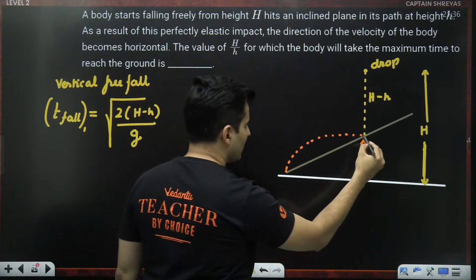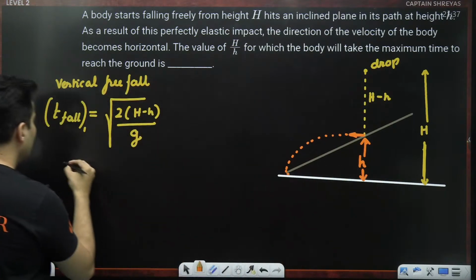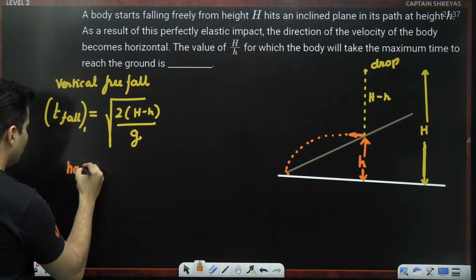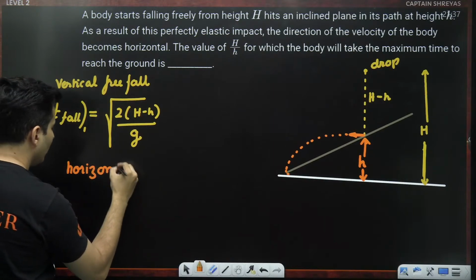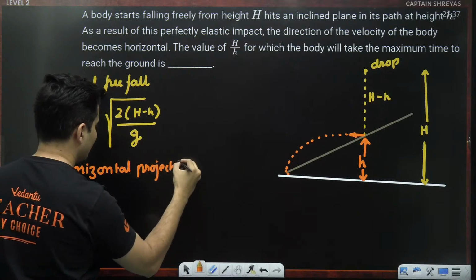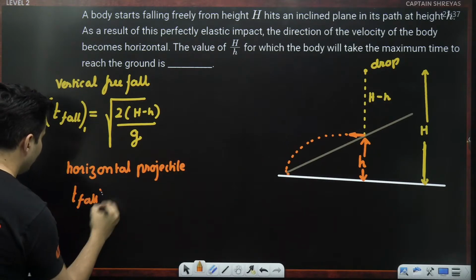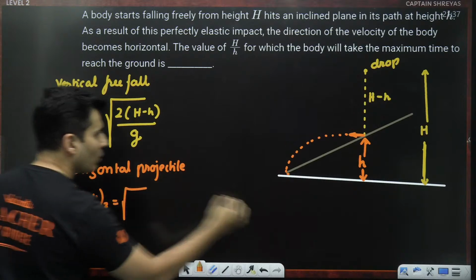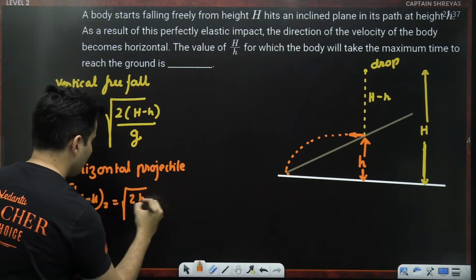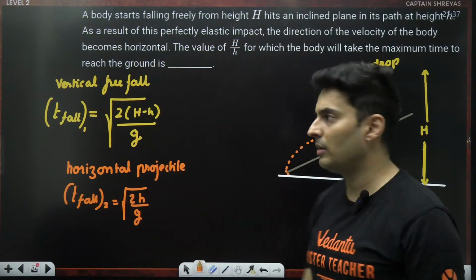Next situation, you are going horizontally and then falling by this small h height. So it's a horizontal projectile motion. And for such a thing, horizontal projectile, the time taken for the fall in the second case will again be root of 2h by g. Standard formulas of one dimension and two dimensional motion.